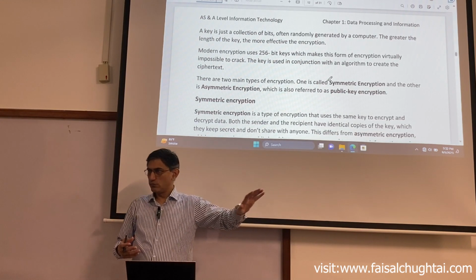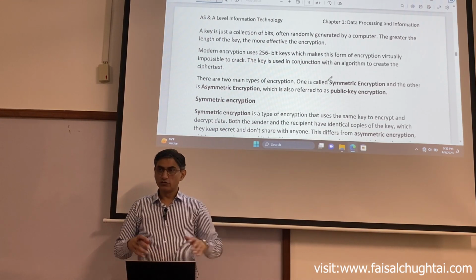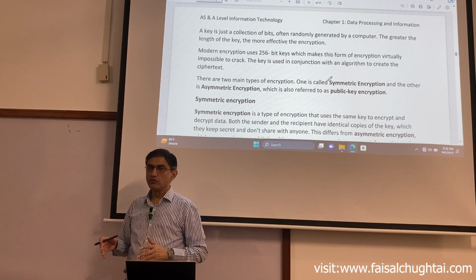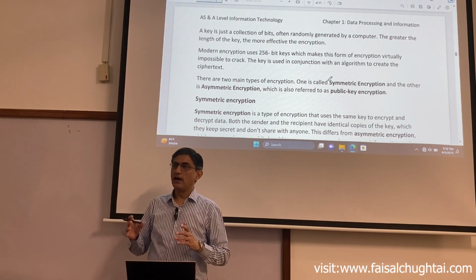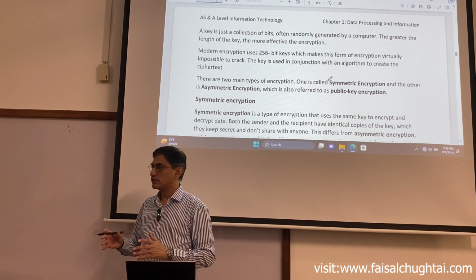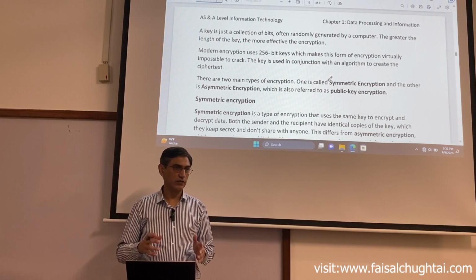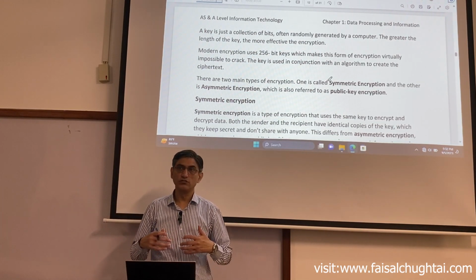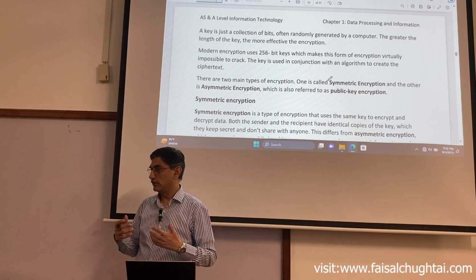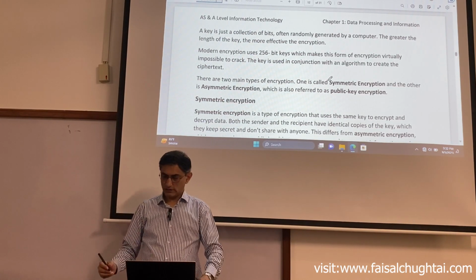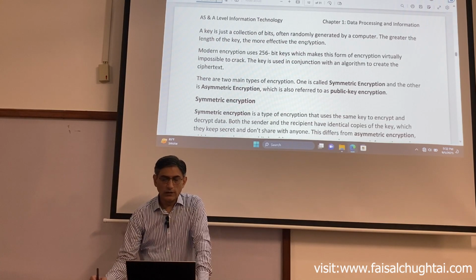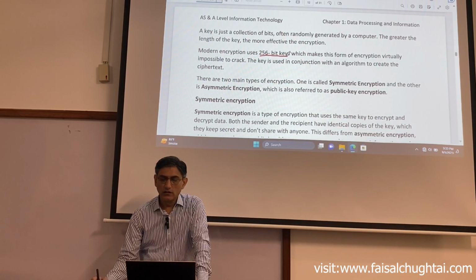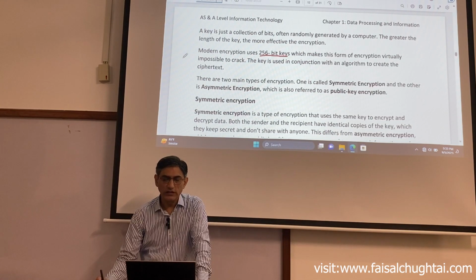But gone are the days when that kind of encryption was used. Today, modern computers make use of very hi-fi, very complex algorithms to encrypt and decrypt the data. And they say that these algorithms are next to impossible to crack. I mean, it is impossible to really guess them or to crack them. So if you look at this, it says modern encryption uses 256-bit keys, which makes this form of encryption virtually impossible to crack.